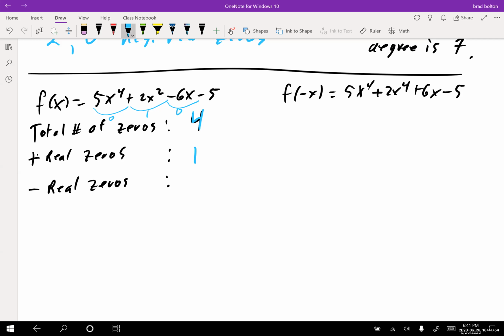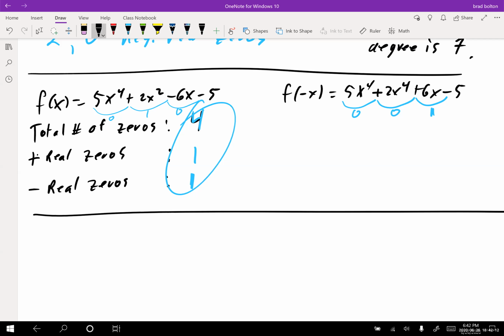So now we count the changes. Positive to positive is nothing. Positive to positive is 0. And then positive to negative is 1 sign change. So we come over here and there's 1. And we can't subtract an even integer from either one of these. So this is just my final answer. This is everything right there. Okay, so hopefully you guys got that. And that's basically the Descartes rule.